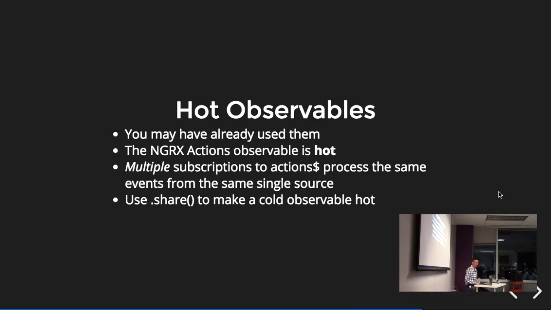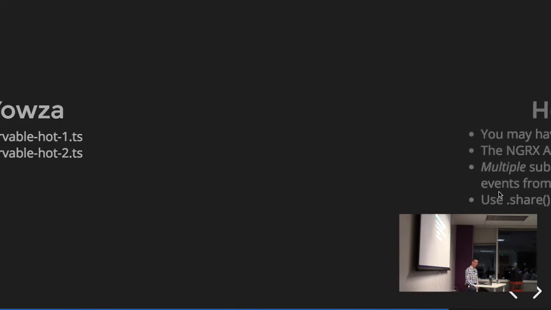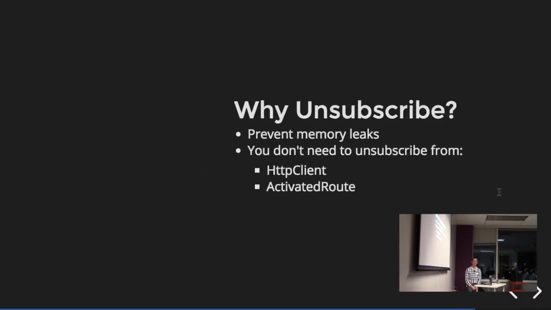Yeah, I mean, I basically said all of this here, so I'm not going to read the slide. But you know, we have this concept of hot observables. We use share to make a cold observable hot, and if you're using NGRX, those observables are hot. So multiple subscriptions to the action observable process the same events from the same single source. I got ahead of myself there.